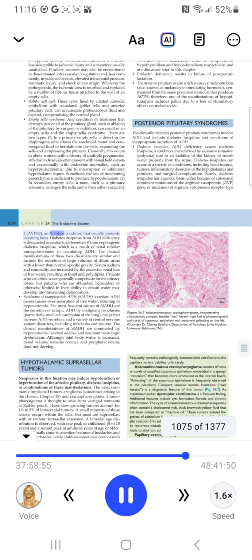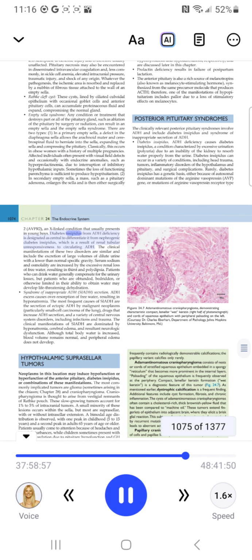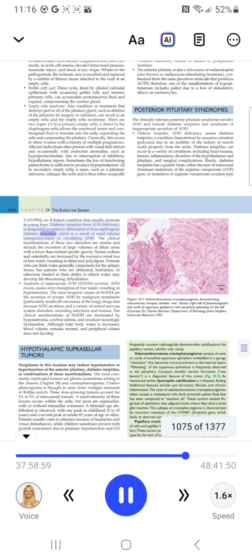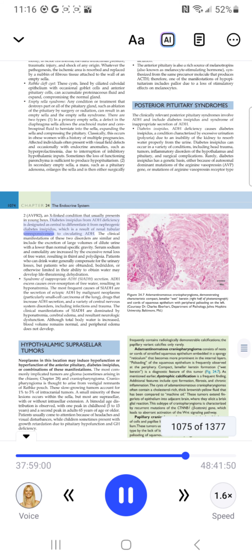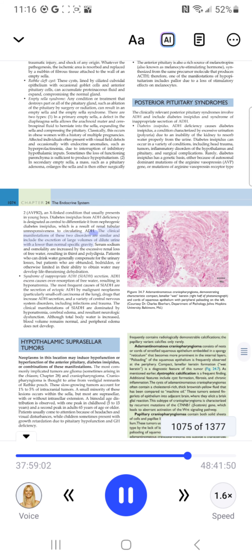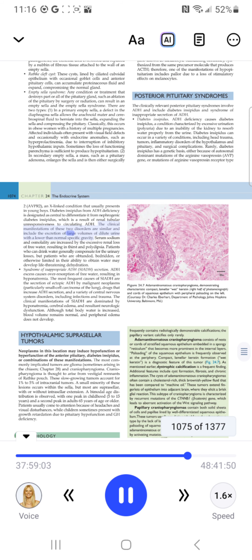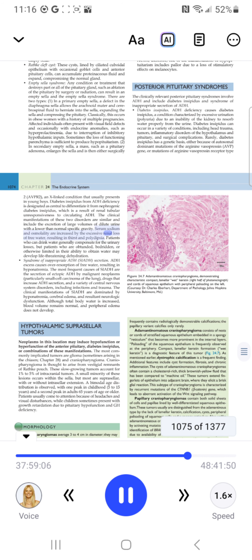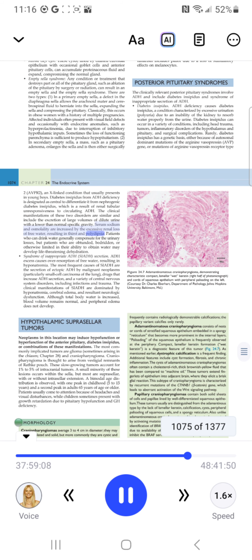AVPR2, an X-linked condition that usually presents in young boys. Diabetes insipidus from ADH deficiency is designated as central to differentiate it from nephrogenic diabetes insipidus, which is a result of renal tubular unresponsiveness to circulating ADH. The clinical manifestations of these two disorders are similar and include the excretion of large volumes of dilute urine with a lower than normal specific gravity. Serum sodium and osmolality are increased by the excessive renal loss of free water, resulting in thirst and polydipsia.